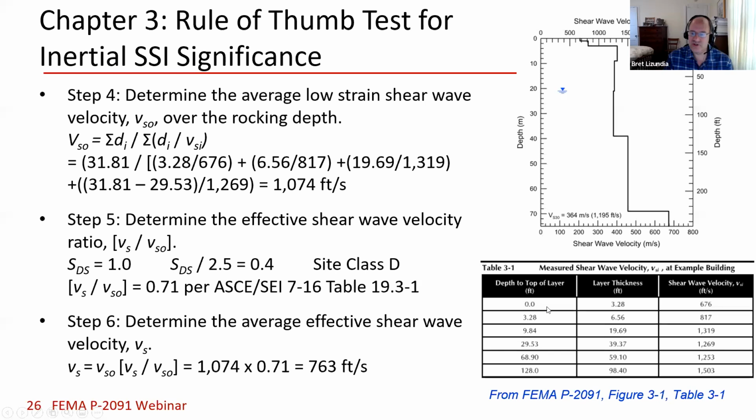And so we just parse it into its different layers, and we give them a weighted average, and we only go down to the 31.81 feet. So our average low strain, because that's what this is actually reporting, is 1,074 feet per second. So we have to ratio that to get the effective, higher strain shear wave velocity that really happens in an earthquake. That comes from some tables in the building code. If you know the site class and you know SDS, the short period spectral acceleration, then it turns out 0.71 is the answer. So you multiply 1,074 times 0.71, and that is how we got 763.